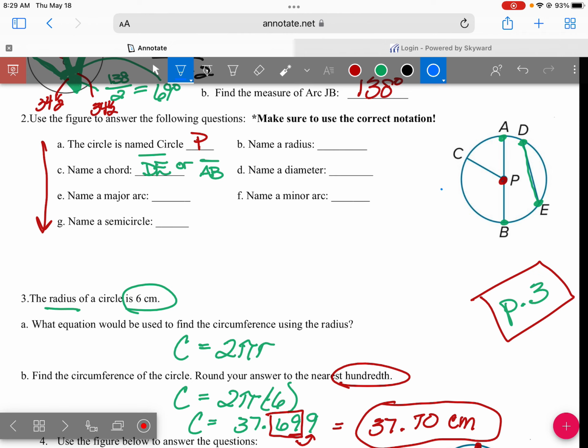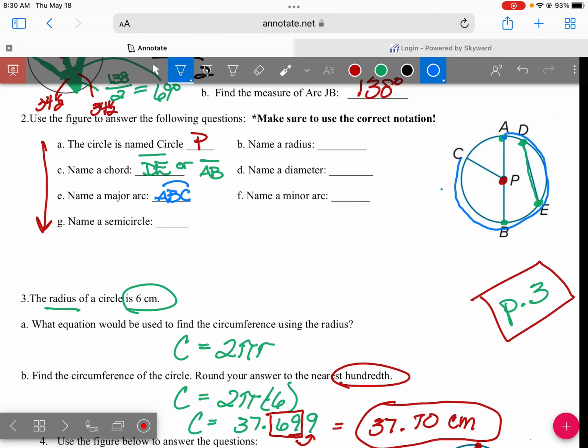Now, the arc is going to be around the outside of the circle. Say it again. No, not AB. Major. A, B, C. Yes, arc ABC. Arc ABC goes this way because I have to follow the order of the letters that she said. So A to B to C.